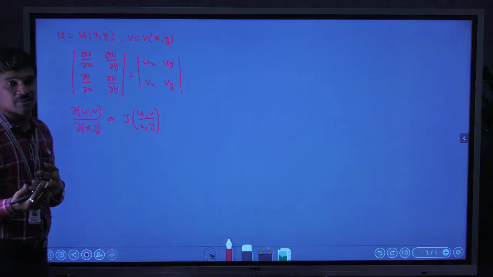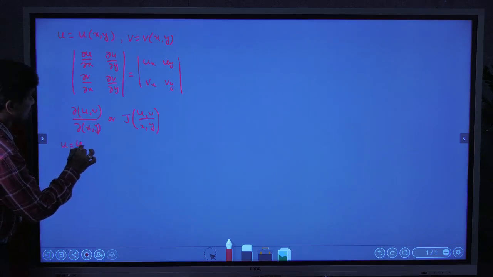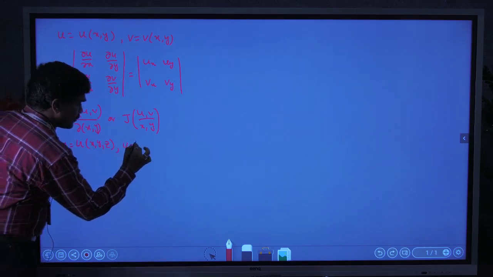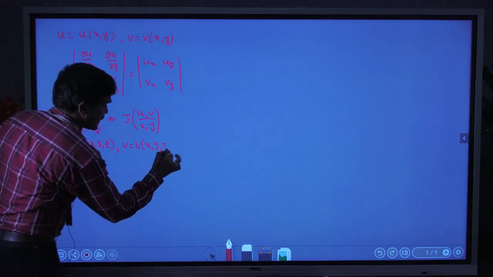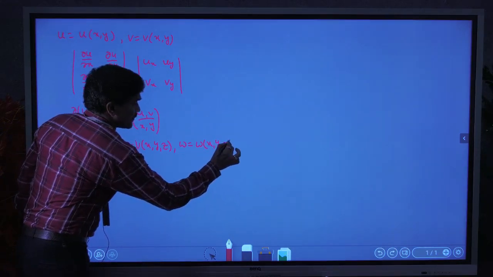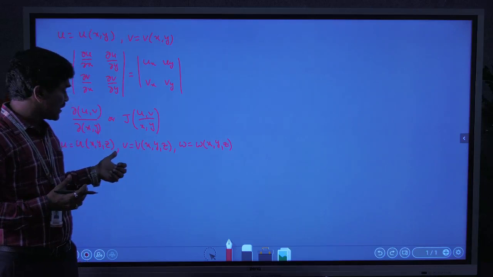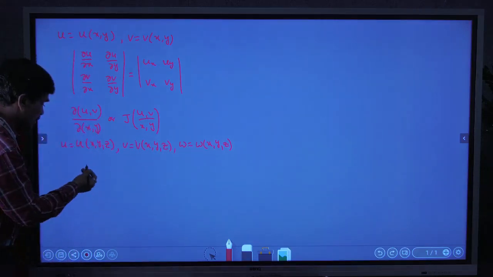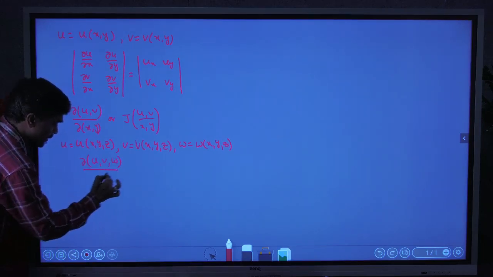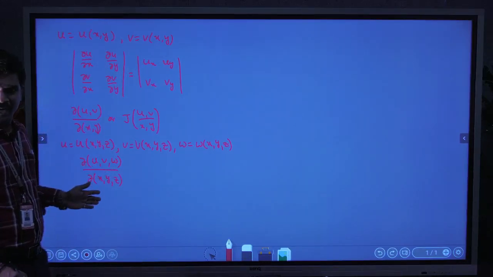Suppose we consider three variables. What are the three variables? u is equal to u of x, y, z, v is equal to v of x, y, z, and w is equal to w of x, y, z. Here u, v, w are three functions of x, y, z. Now the Jacobian of these three variables is denoted by ∂(u,v,w)/∂(x,y,z).